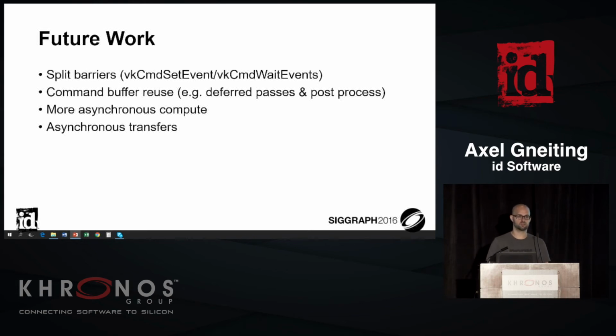We want to use more asynchronous compute, of course. It's a big win. And we also want to use asynchronous transfers. Right now we just do a synchronous transfer, so it's running on the graphics queue, which introduces some slight GPU bubbles. But right now we can overlap those with async, so it's not too bad. But in the future we also want to use asynchronous transfers.